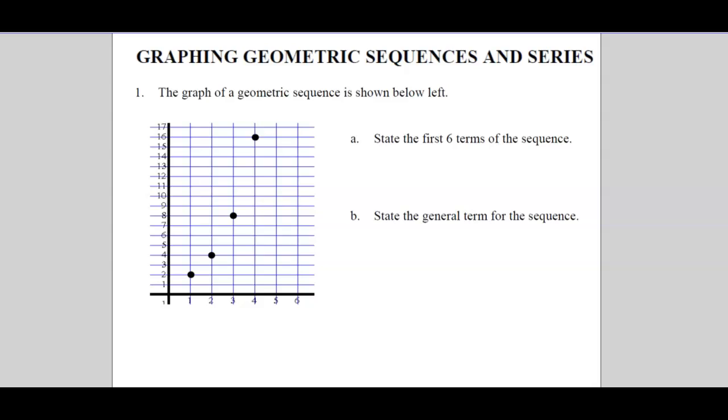The graph of a geometric sequence is shown. So this will be your term number, and this is your term value, or Un. State the first 6 terms of that sequence. We've got 4 just from the graph, and you figure out what the next 2 will be.